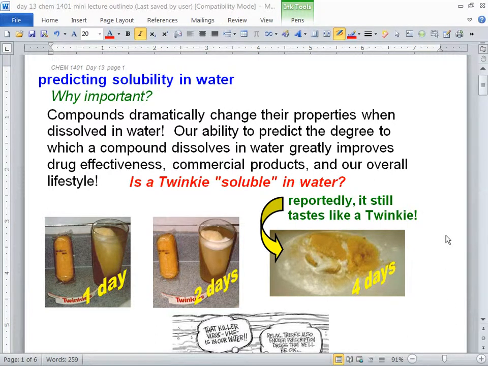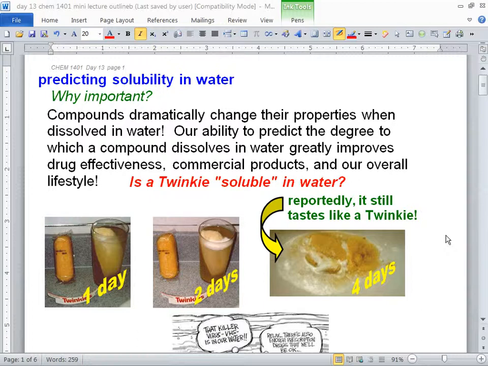So we are trying to predict whether a compound will dissolve in water or not. And it's a big deal because what we're going to get at in the end is how much will dissolve in the water. And that's probably even more important, right?